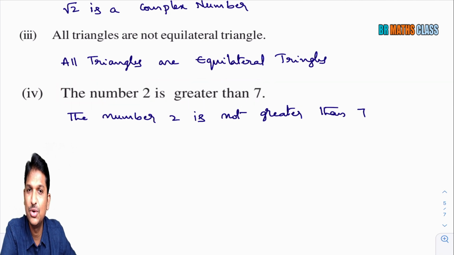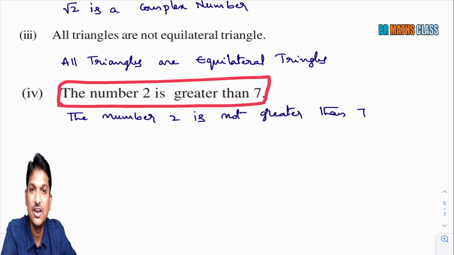By mistake, don't write that 2 is less than 7 is the negation. For greater than, less than is not the negation. For greater than, less than or equal to is the negation. I don't want to confuse you now. The simple thing: the number 2 is greater than 7 is given, and the negation is the number 2 is not greater than 7. Keep it simple. This mathematical reasoning chapter is very easy if you keep it simple.